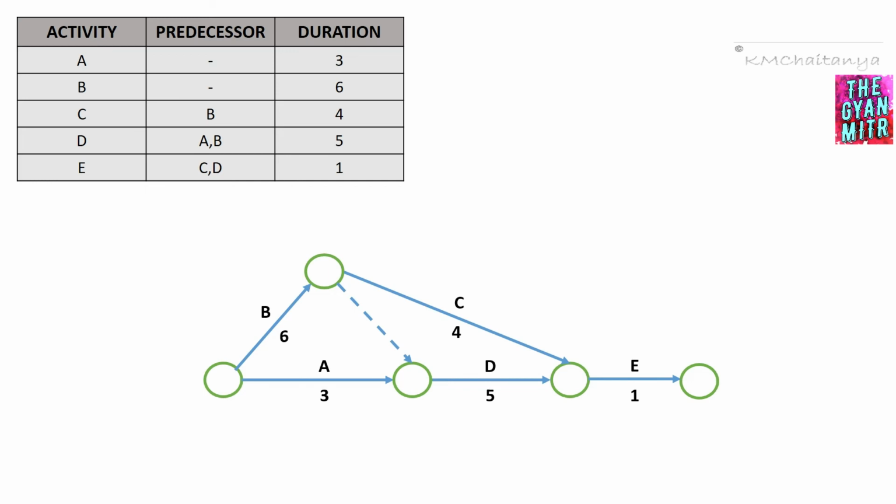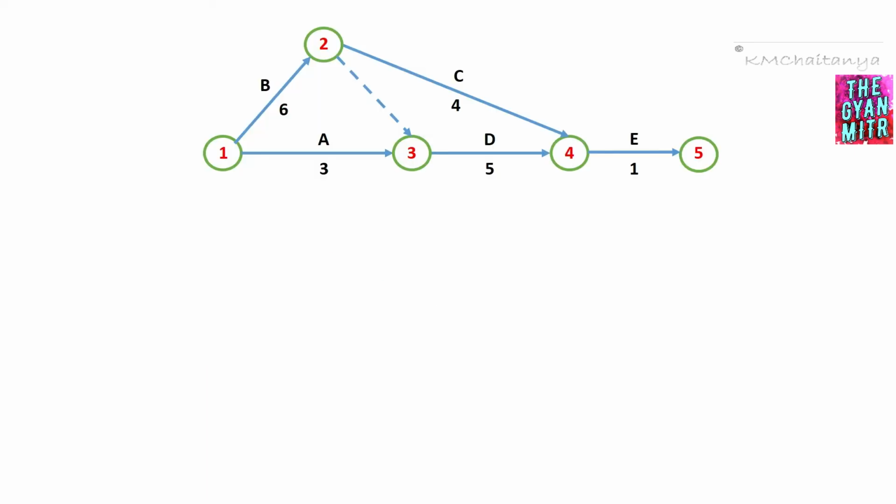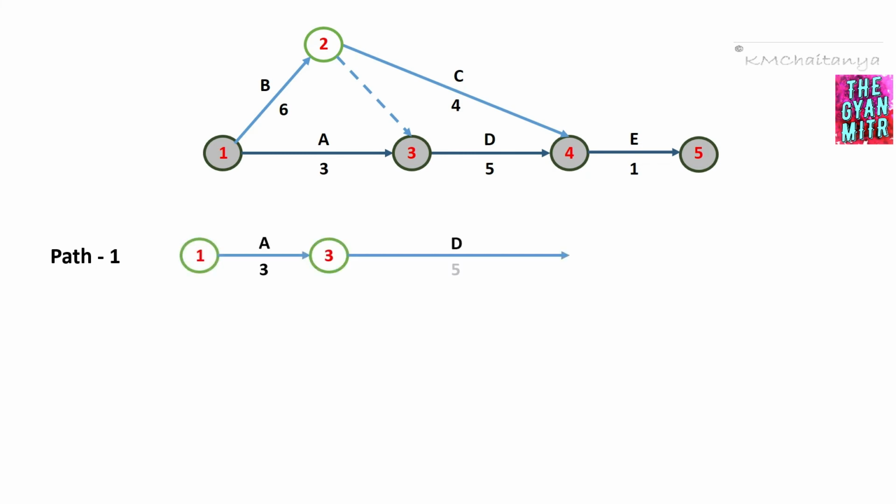Now we will number the events. We have event number 1, this would be event number 2, event number 3, 4 and 5. Now we will identify the different paths of project completion. So this would be our first path, connecting event 1, 3, 4 and 5. So we have activity A, activity D and activity E. So this is our first path.